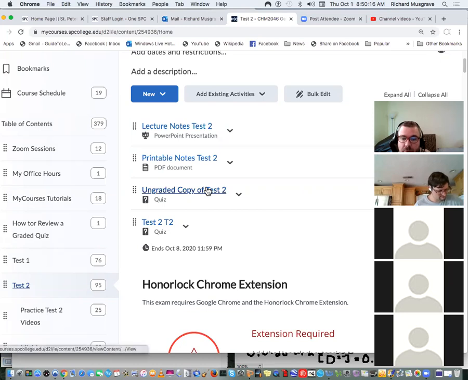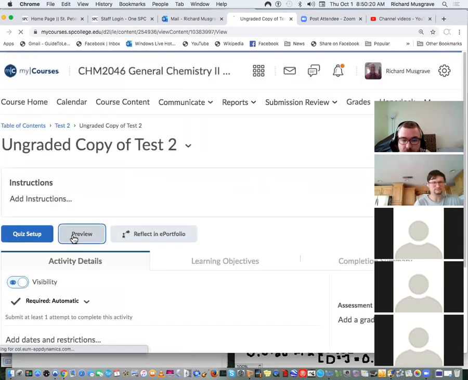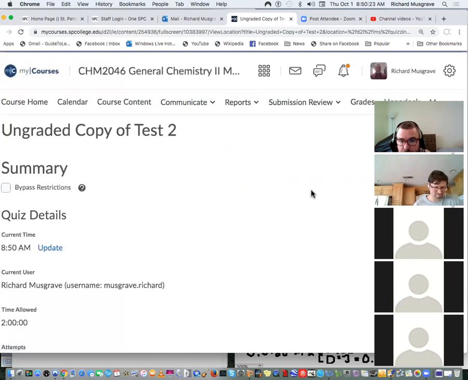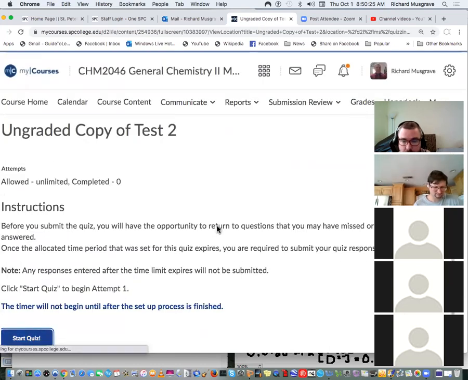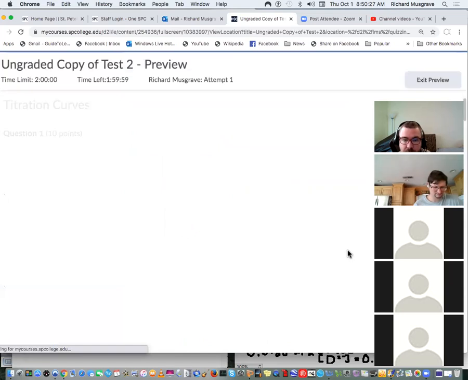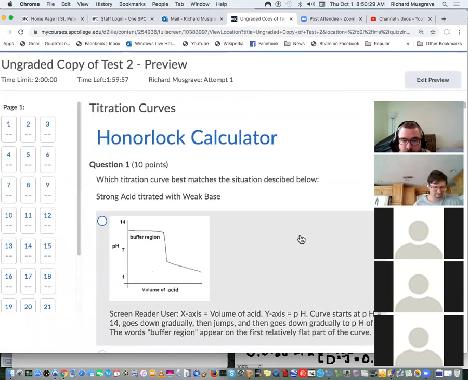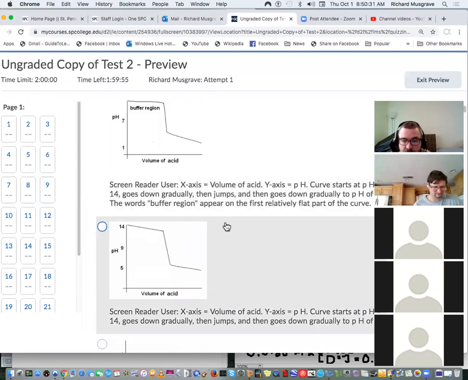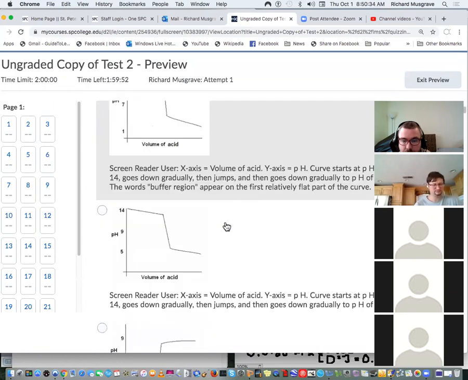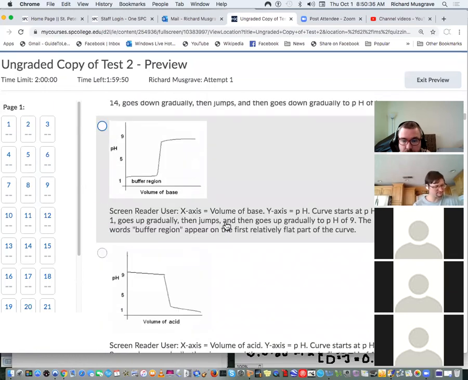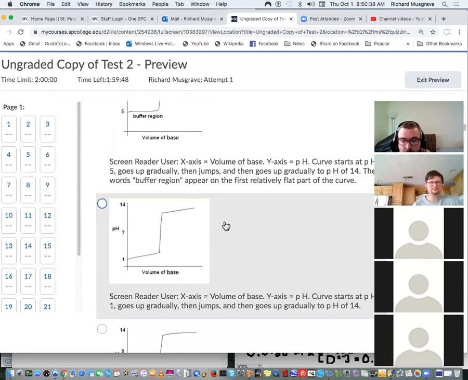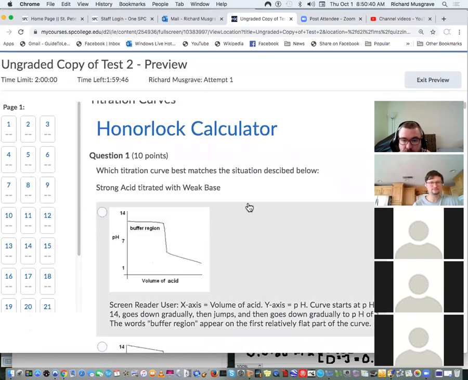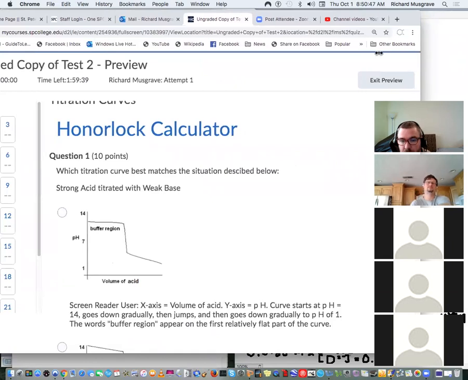Okay, so I am going to go through an example of one of these, so we'll see how it goes. Starting here at the first grouping of questions, question 1, where we're looking at titration curves. The first question says strong acid titrated with weak base. So let's go through how we might look at that first.